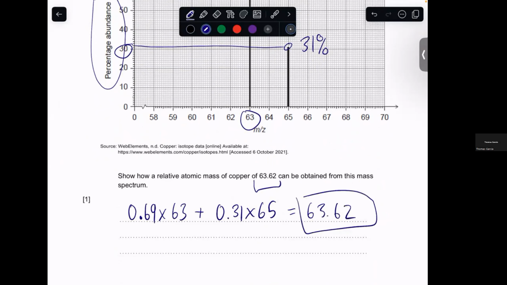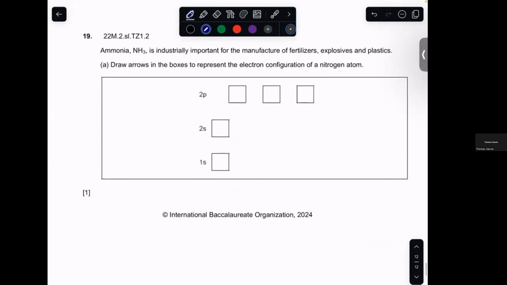You're done. Last problem. Ammonia, NH3, is industrially important for the manufacture of fertilizers, explosives, and plastics. Draw arrows in the boxes to represent the electron configuration of nitrogen. Nitrogen has 1s2, 2s2, 2p3. So 1s2, 2s2, 2p1, 2p2, 2p3. We fill them out all up arrows, then lower arrows. So that's it.